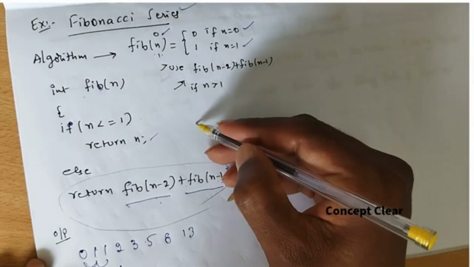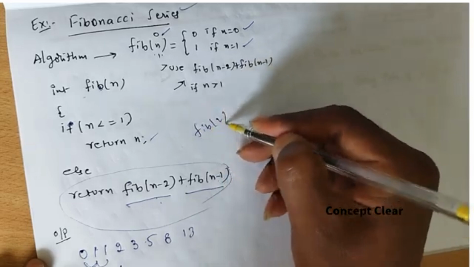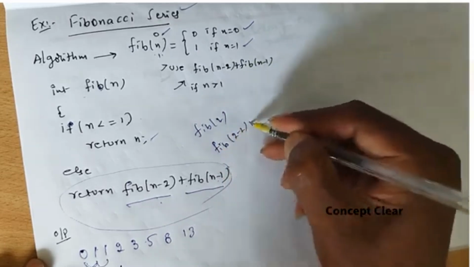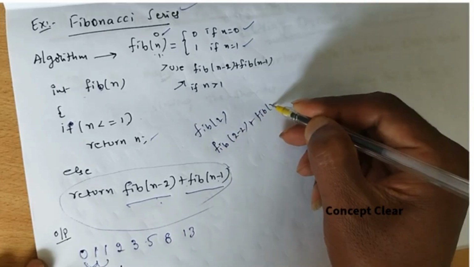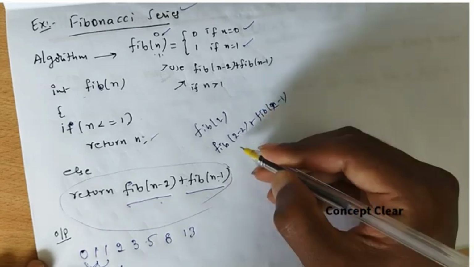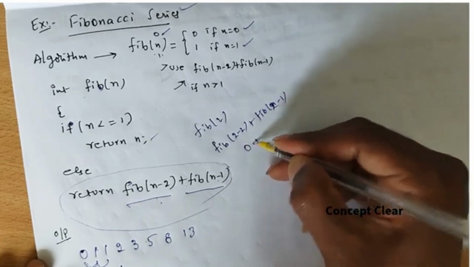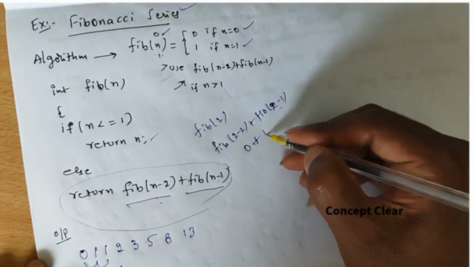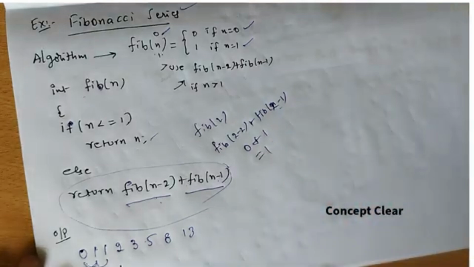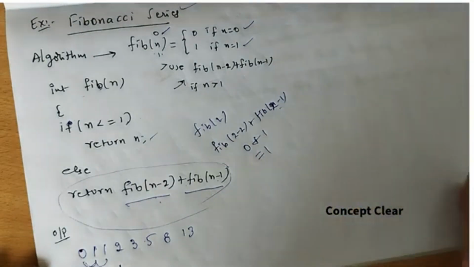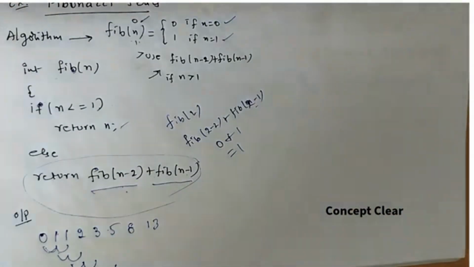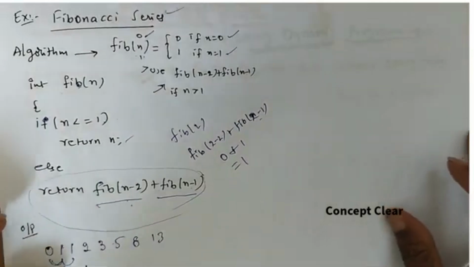For example, if I want to find out fib of 2, what is the value? Fib of 2 minus 2 plus fib of 2 minus 1. So 2 minus 2 means 0, plus fib of 2 minus 1, which means fib of 1, whose value is 1. So the value is 1. We will see one live example for this Fibonacci series in this problem. Now, in dynamic programming, how is it possible?